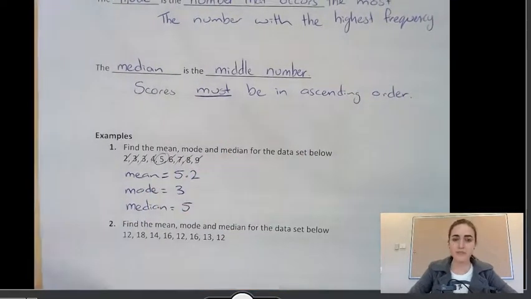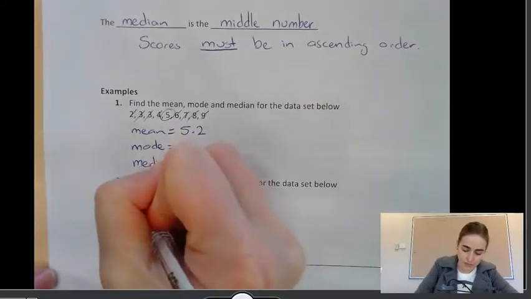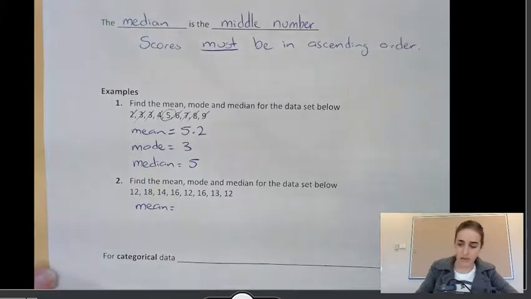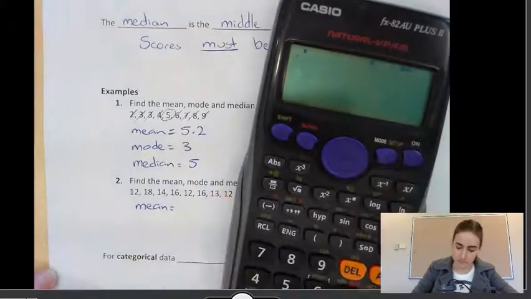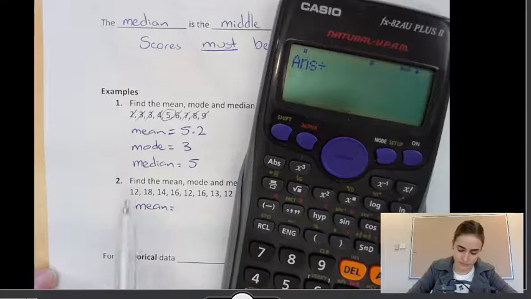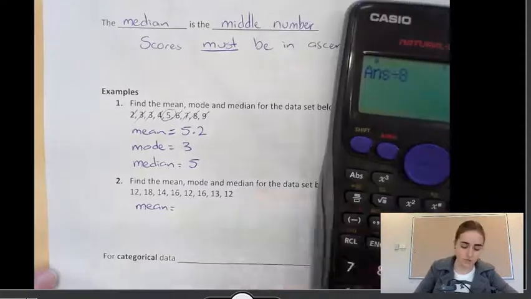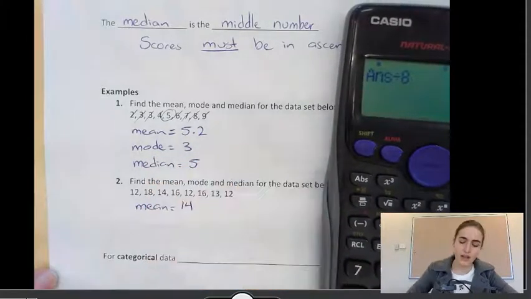All right, let's have a look at a second data set. To find our mean, we're going to add all of those numbers together. We've got 113, then we need to divide by how many there are. So we'll get a mean or an average of 14. I'm just going to leave it as a whole number this time.